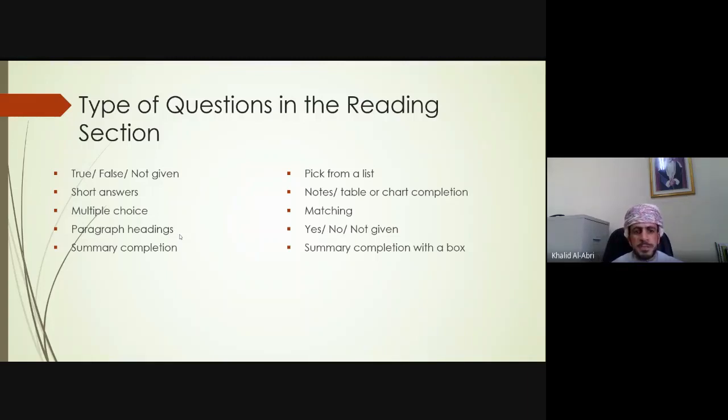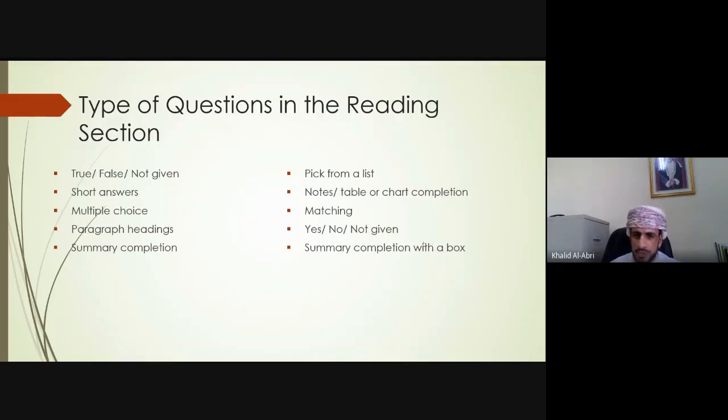And then summary completion. There are some gaps you need to complete in this summary using a word or two words, etc. A list, notes or table or chart completion, matching, and summary completion with a box. This is the summary completion with a box. I mean, this is easier than the summary completion. Why is this? Because the words are there. So in the summary completion, there is a summary and a box. That box has words you need to use in order to complete the gaps. So this is easier than not giving the words.